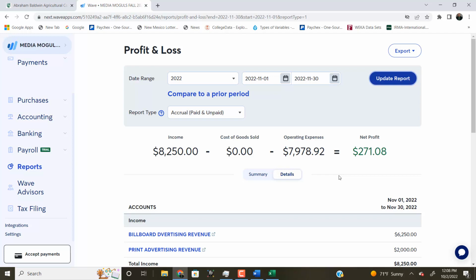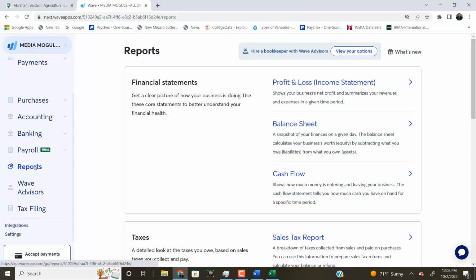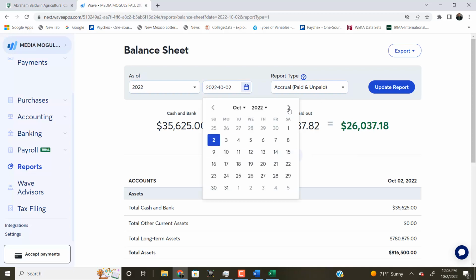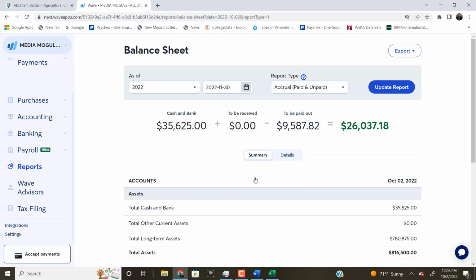And if you want to export it, of course, come up to export the PDF. PDF's the only thing it'll accept, so it has to be a PDF. Okay. And then go back to reports, go to the balance sheet. And on the balance sheet we want to make sure it shows November the 30th. Notice that there's no beginning date, because the balance sheet's only good for one day. So in this case, November the 30th.